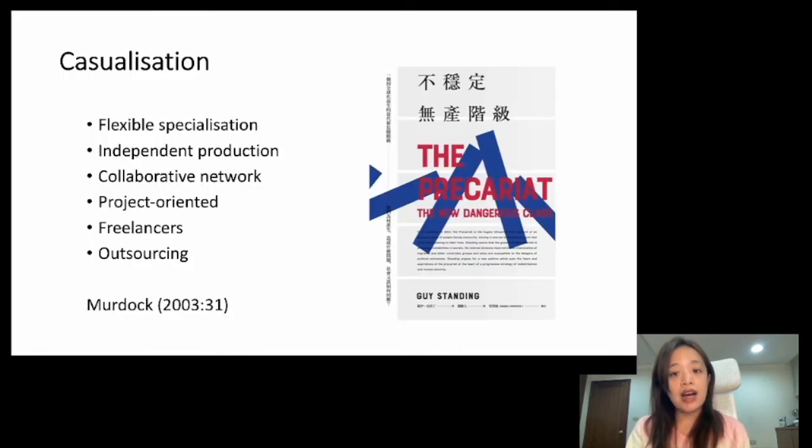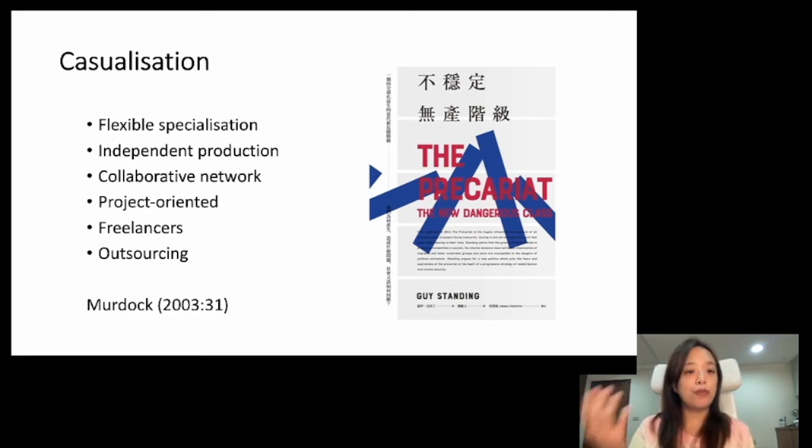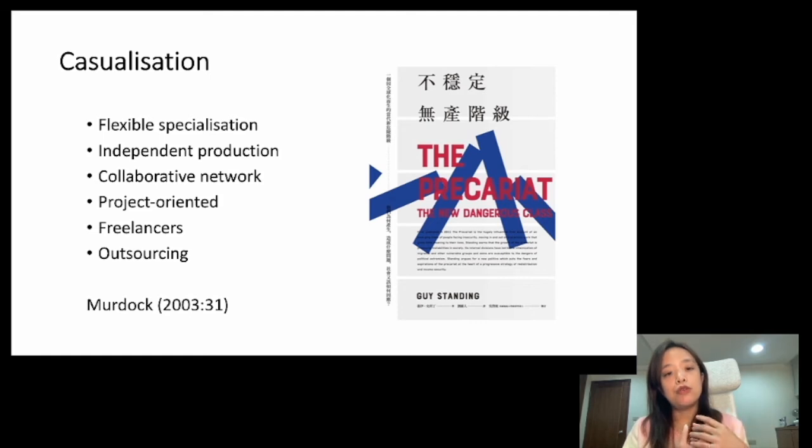The next thing I will come to is a concept that is also widely discussed and referred to, which is casualisation. Creatives usually face circumstances of flexible specialization, which means they could be doing very different things flexibly, such as a concert promoter who could also be someone who has to do photography at live events. They also tend to produce whichever cultural products they come up with independently. And there could be collaborative networks for those events, because one person might have to work with three other people to make an event work.